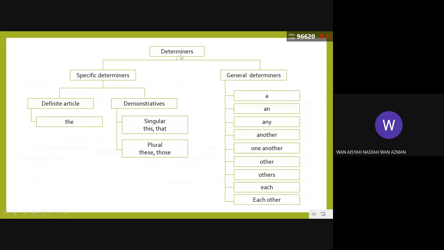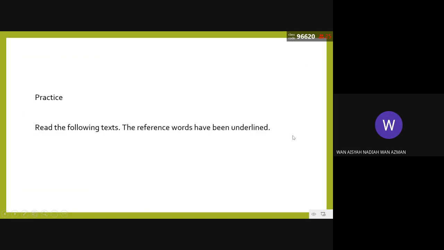And then for determiners, it can be divided into two. We have specific determiners and general determiners. Under specific determiners, we have the, this, that, these and those. Meanwhile, under the general determiners, we have a, an, any, another, one another, other, others, each, and each other.